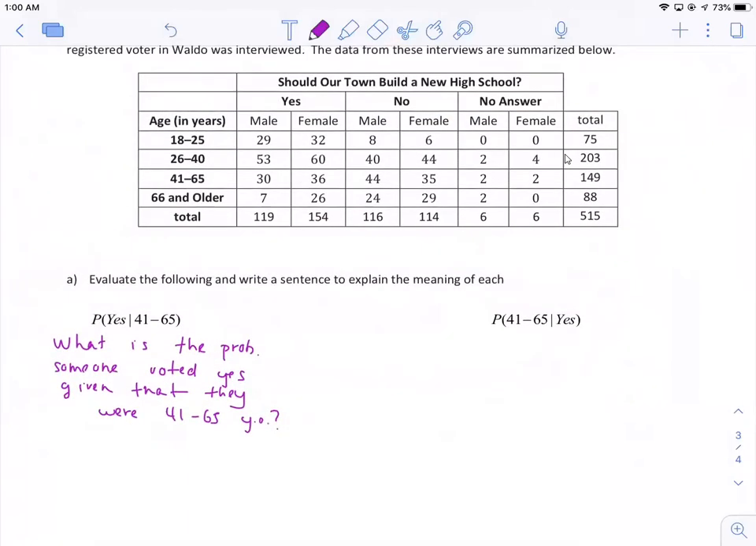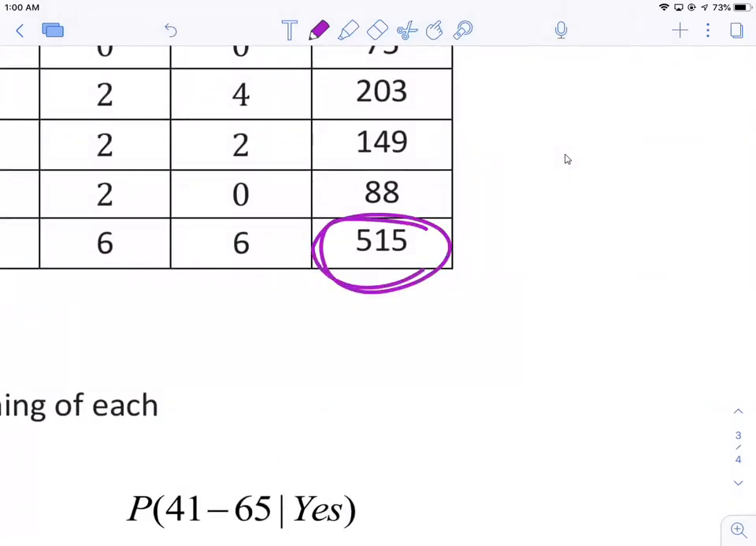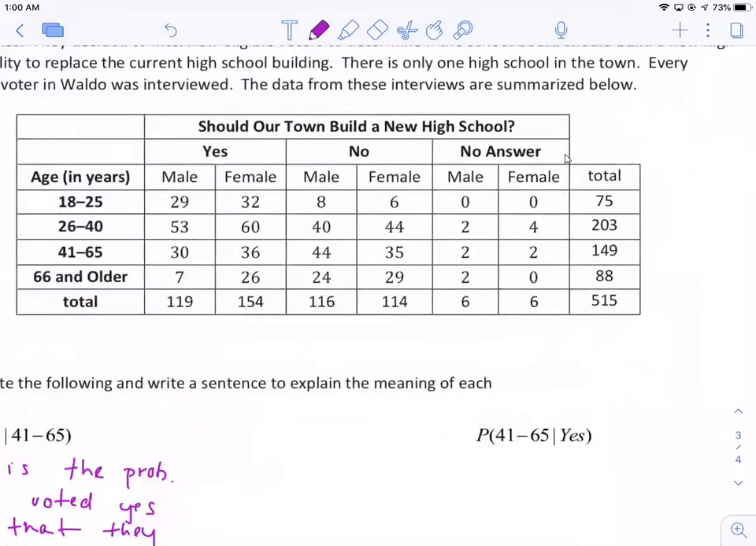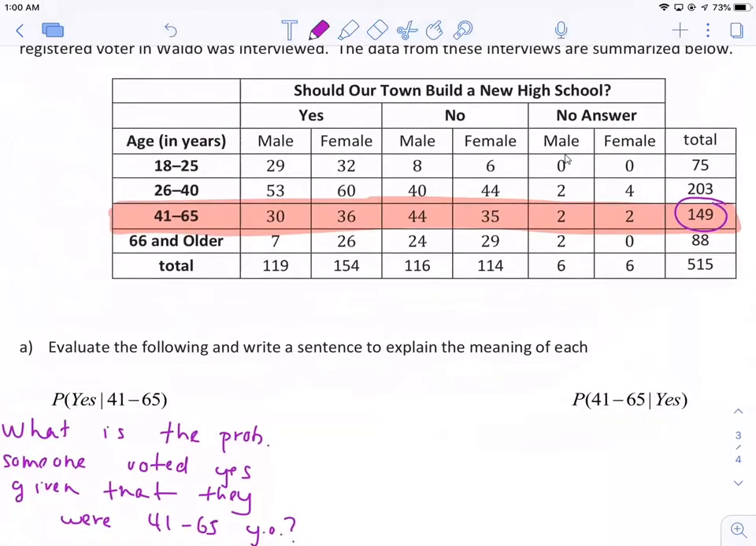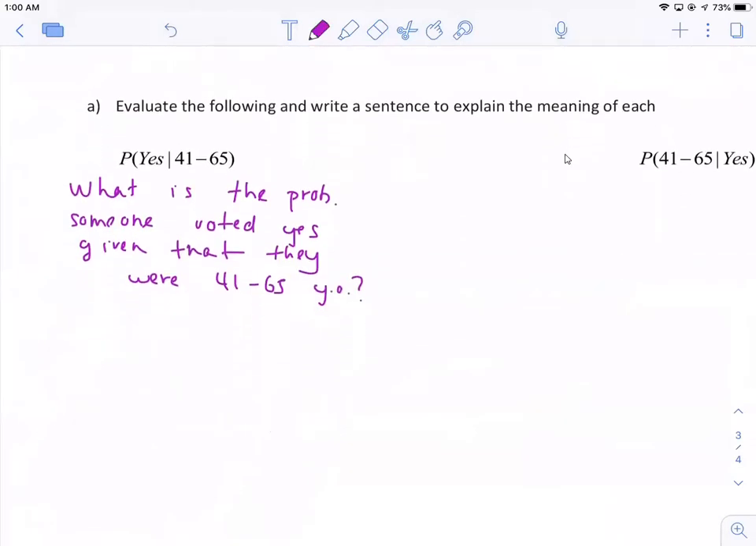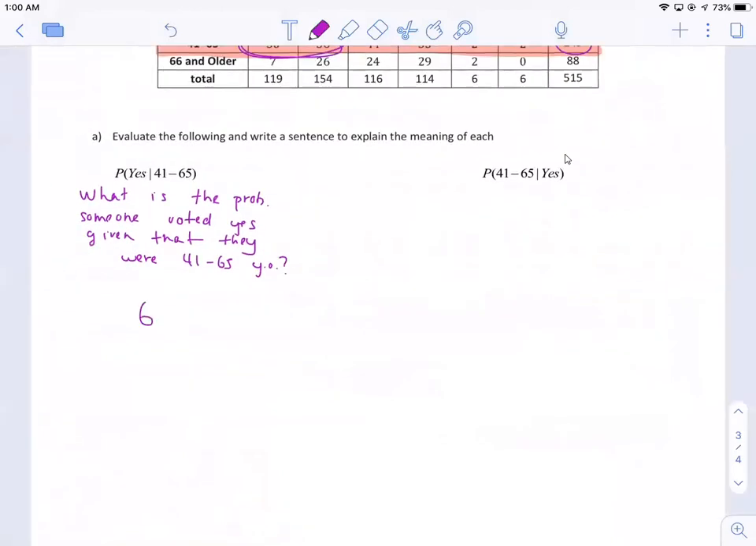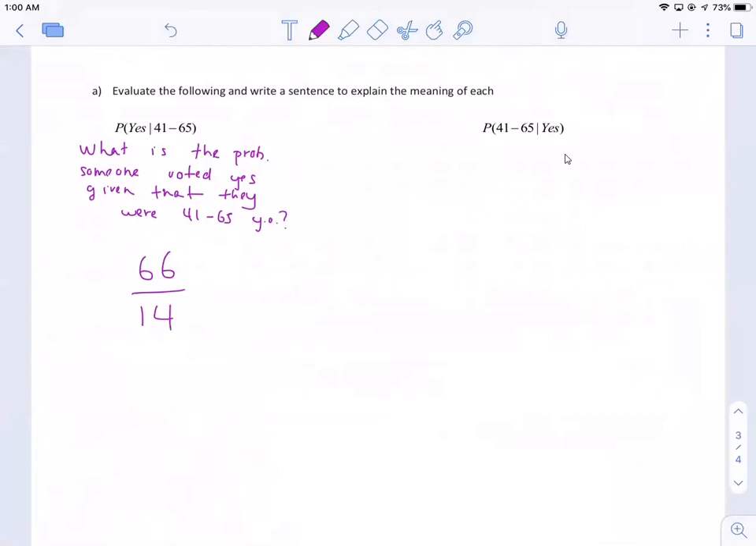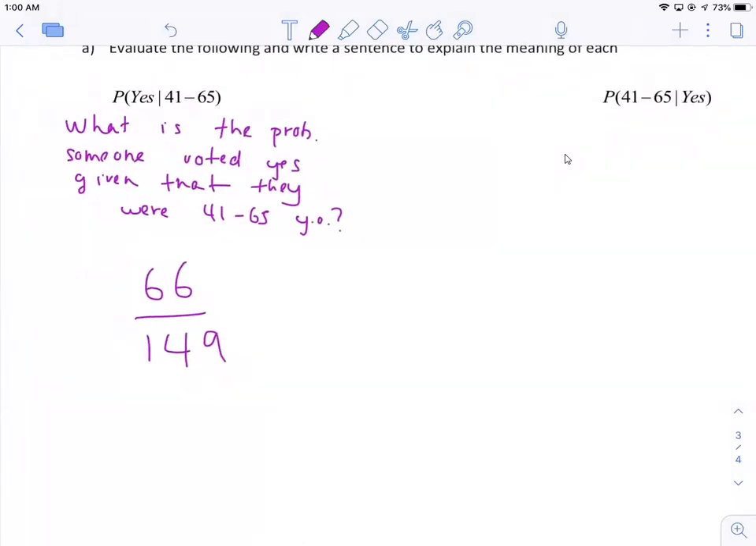So based on that given, we are not looking at all 515 residents or voters, right? We are looking at these guys, because that was our condition, given that they're 41 to 65. So how many people are 41 to 65 years old? 149 of them. And out of those 149, how many people voted yes? Looks like 30 plus 36. So 66 out of 149 people in that age group voted yes. So the chance that someone who was 41 to 65 years old voted yes is 66 out of 149. All right.